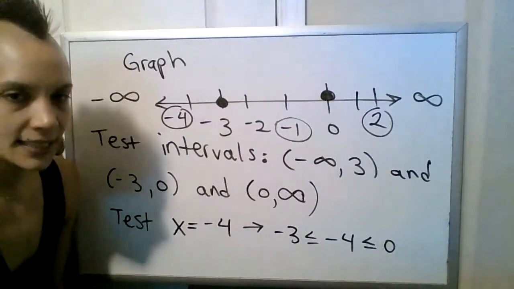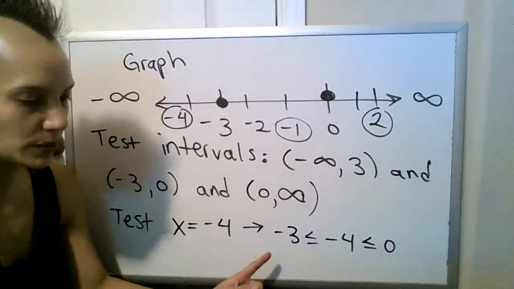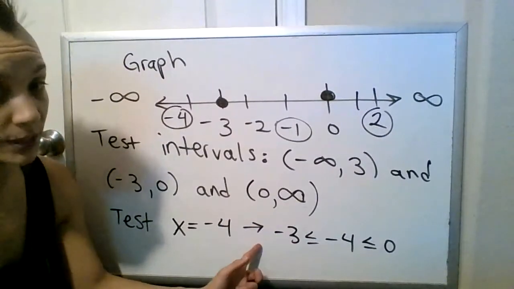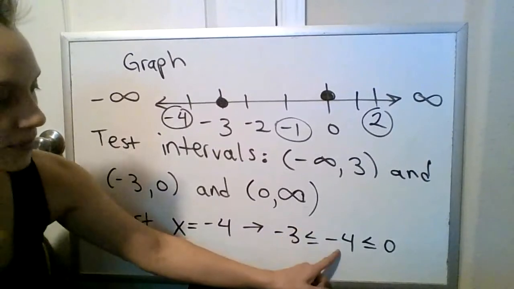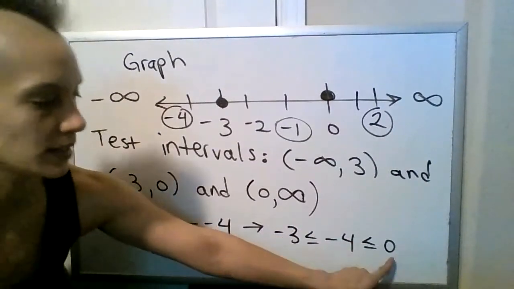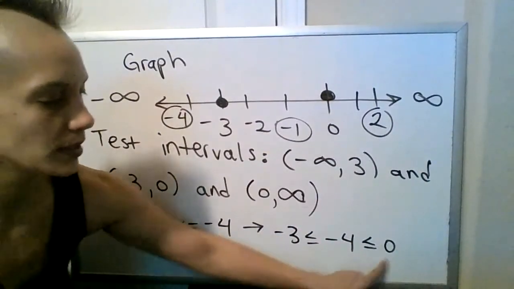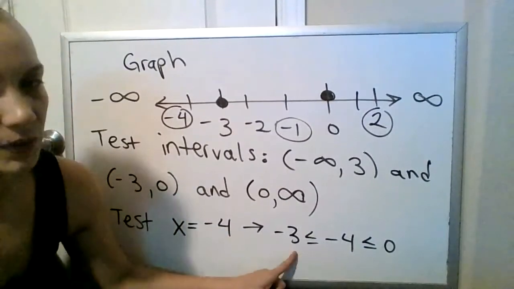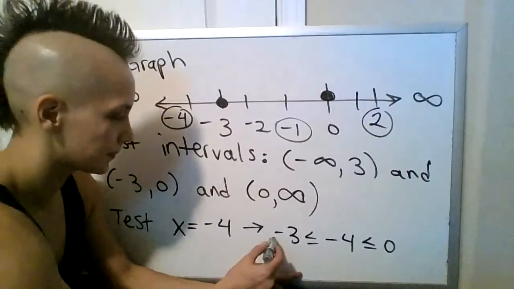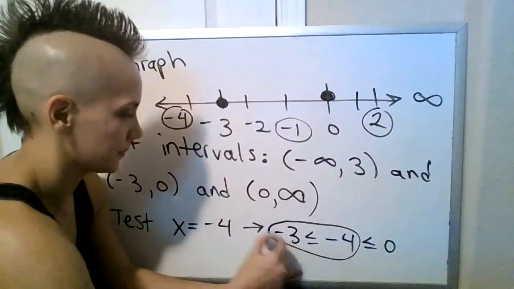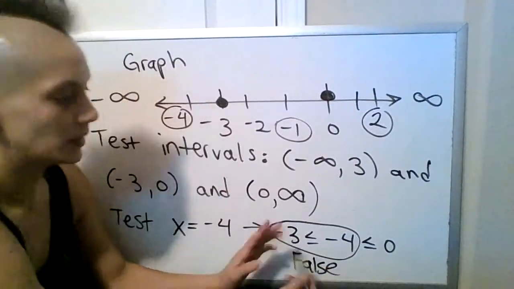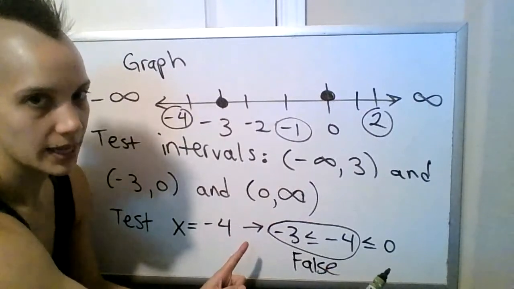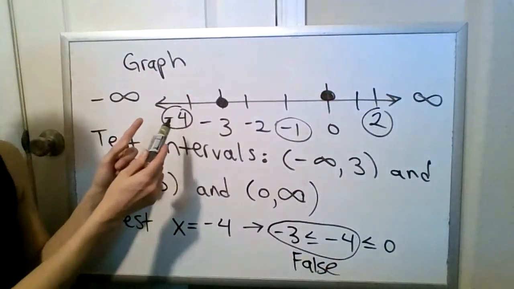So this is an and statement, which means both of them need to be true for the whole statement to be true. Is -3 less than or equal to -4, and is -4 less than or equal to 0? This part is false. Which makes the whole piece false. And we don't shade over -4.